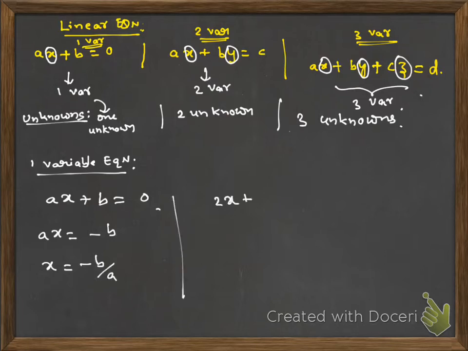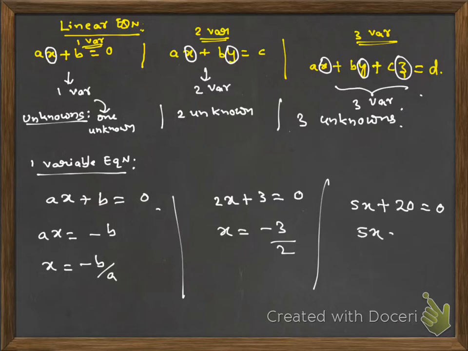For example, if you have 2x plus 3 equal to 0, simply sending 3 to the other side will give you x equal to minus 3 by 2. And if you have 5x plus 20 equal to 0, so 5x is equal to minus 20, so x equal to minus 4, since 5 fours are 20. So this is how you solve one variable equations.